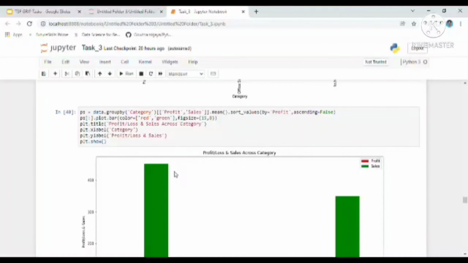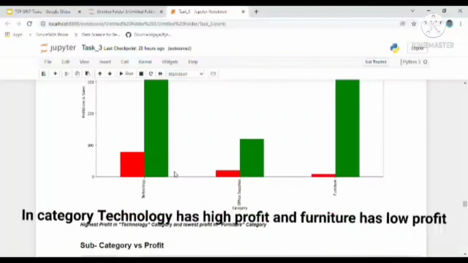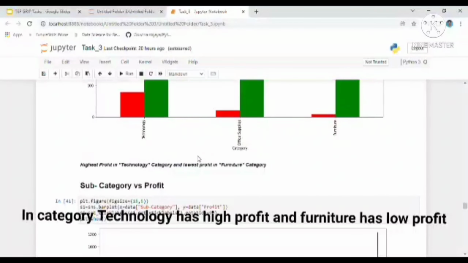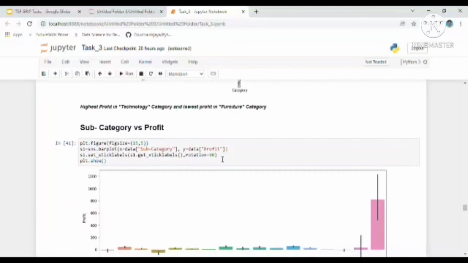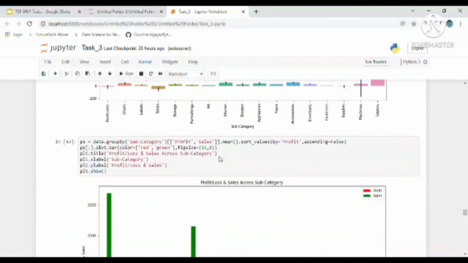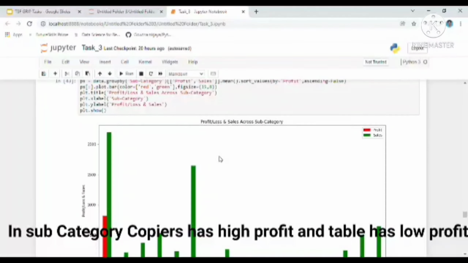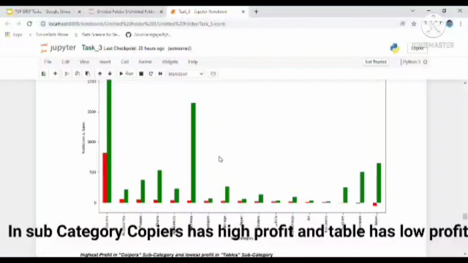In category, technology has the highest profit and furniture has the lowest profit. In subcategory, copier has the highest profit and table has the lowest profit.